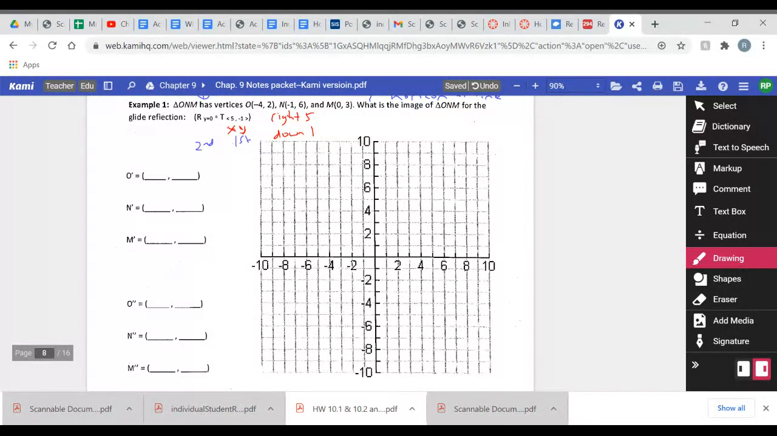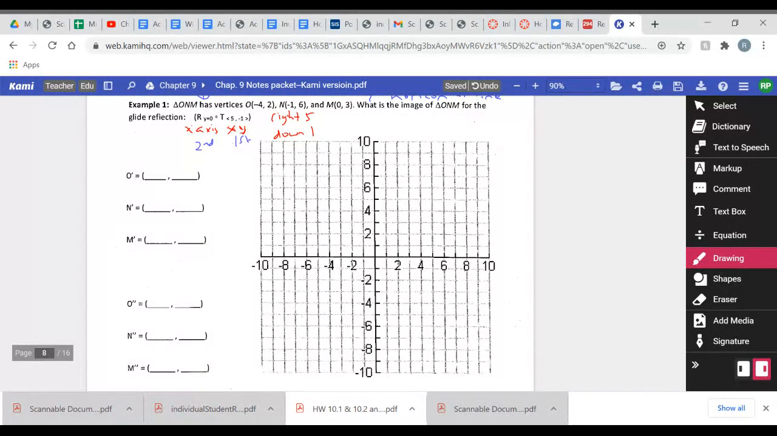So I'm going to plot my original ordered pairs, then I'm going to do the translation, move every point right 5, down 1, and I'll label that O prime, N prime, M prime. And then that new figure that I have, I'm going to reflect about the line y equals 0, which we just said is the x-axis. Okay, and then I will get my third triangle in the picture, and I'll call it O double prime, N double prime, M double prime. And then I will fill in the ordered pairs off to the left here as part of my answer.